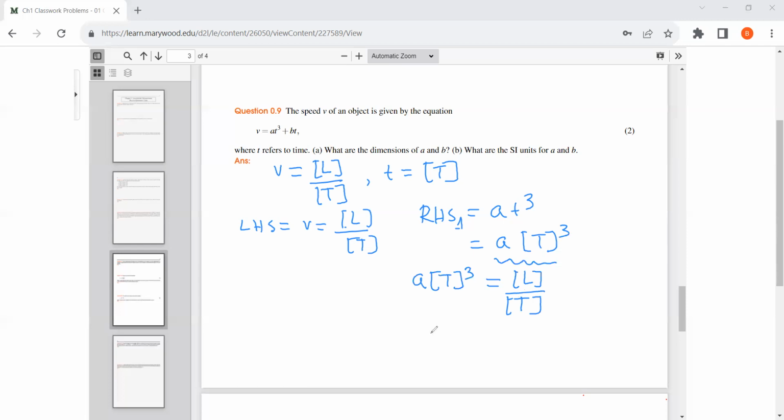Now if you solve this equation, you divide both sides by T cube, and you see that the dimension for A is L over T to the power 4. So the dimension of this unknown quantity is L over T4. As L is distance, which is measured in meters, and T is time, which is measured in seconds, the standard international unit for A is meter per second to the power 4.